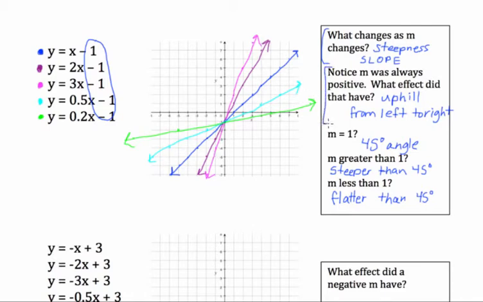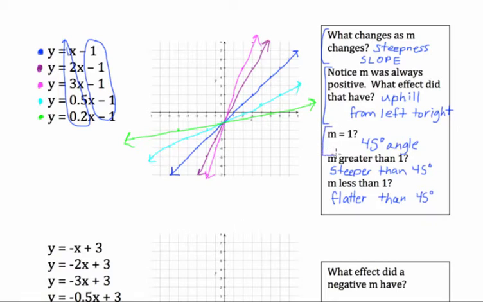Notice that the m number was always positive. This was positive 1. All these m numbers were positive. What effect did that have on the graph? They all went uphill. From left to right, they went uphill.